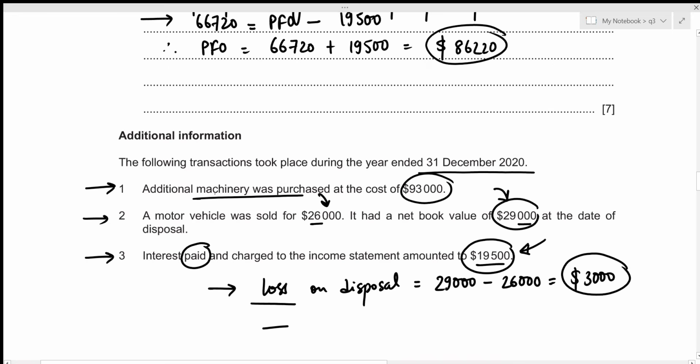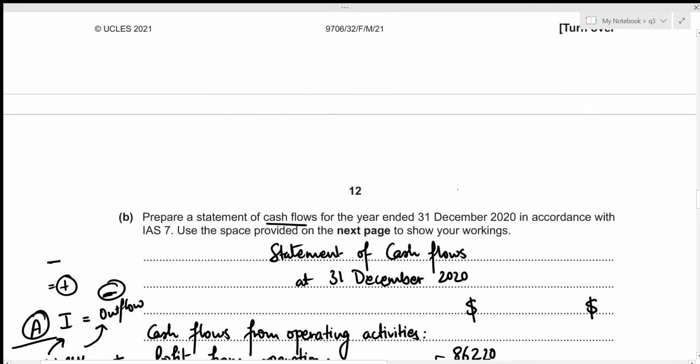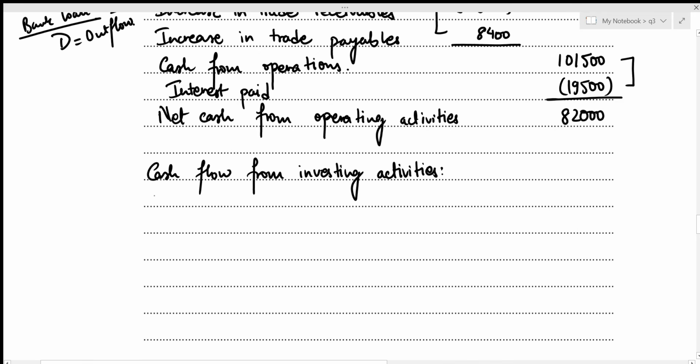So we know that additional machinery was purchased. Like I said before, whenever we purchase new machinery, we need to pay cash. So we definitely paid out 93,000. It's a cash outflow. We need to subtract this. Let's write it down. Purchase of machinery. And for this, we paid out 93,000.